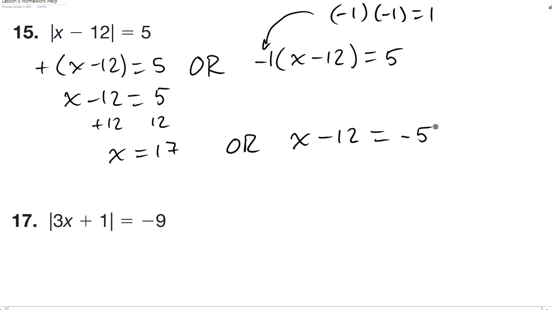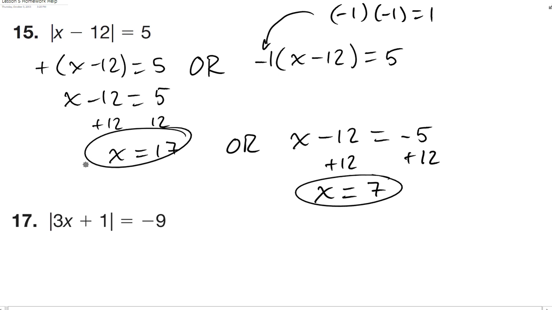Now I'm going to still add 12 to both sides of this. But in this case, when I do it, a little bit different result. I get that x is equal to +7. So there are two values that x can be. x can be 17 and x can be +7.